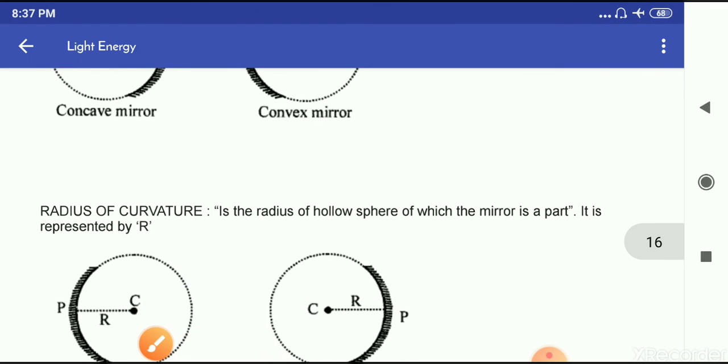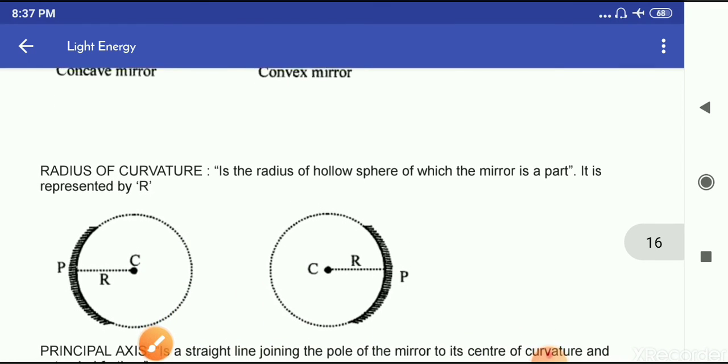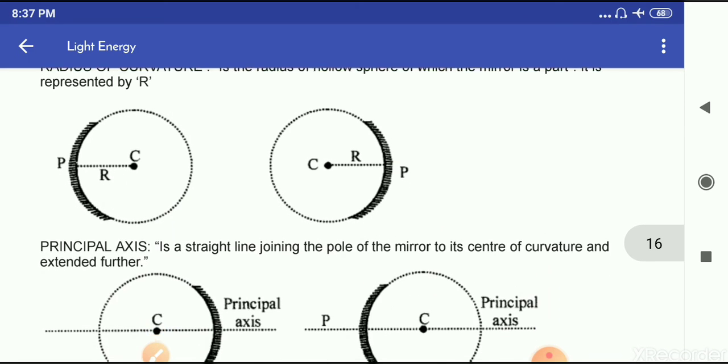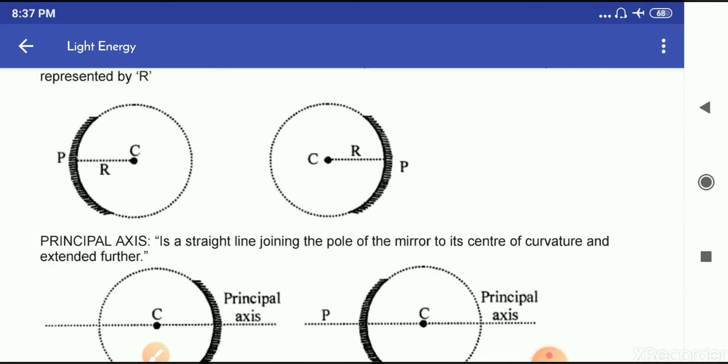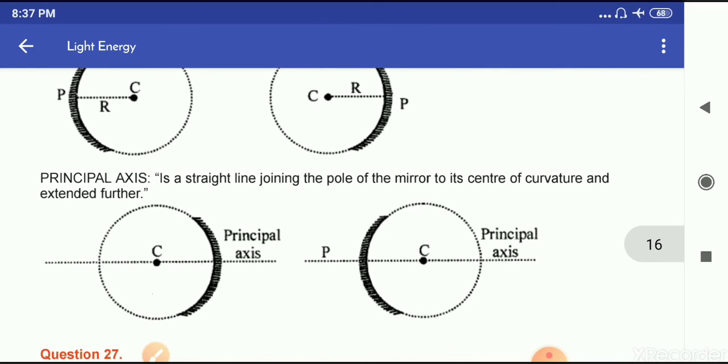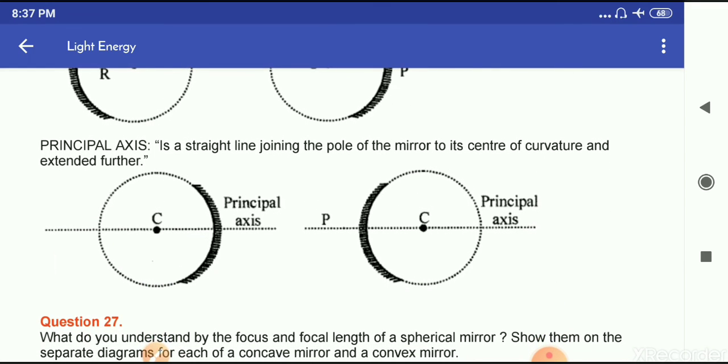Radius of curvature is the radius of the hollow sphere of which the mirror is a part. Okay, and it is represented by R. Principal axis is a straight line joining the pole of the mirror to its center of curvature and extended further. This is the principal axis.